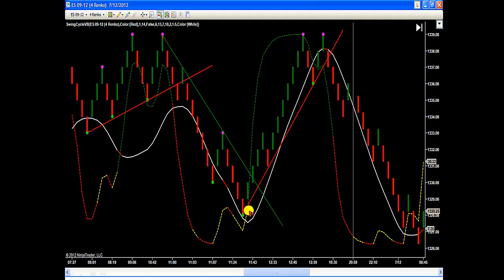Same over here when this was oversold and the swing cycle turned green right away, moved up here as the equity moved above this green price action trend line, then a significant up move occurred. So you see there's a definite relationship here between triangle trend indicators and price action, and I'll show you more examples shortly.